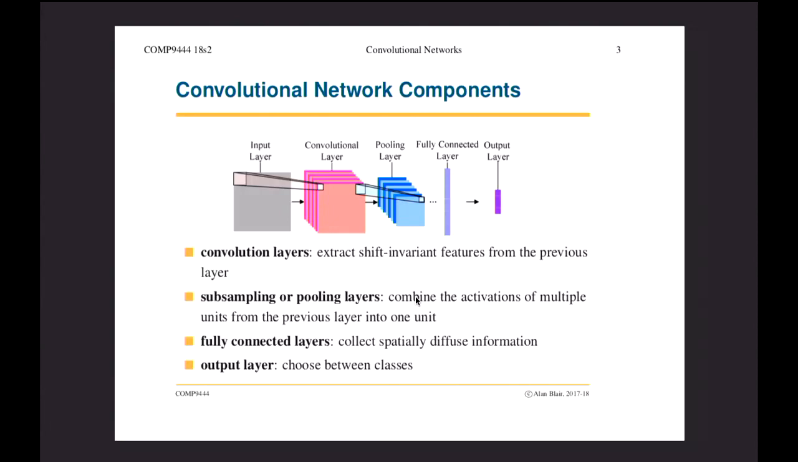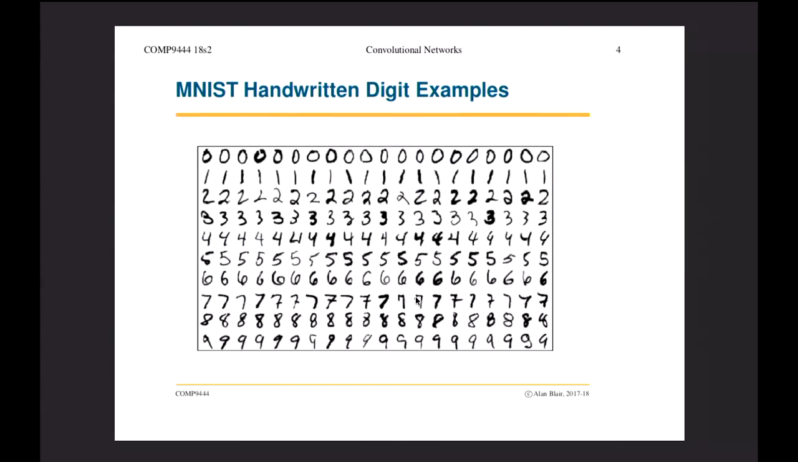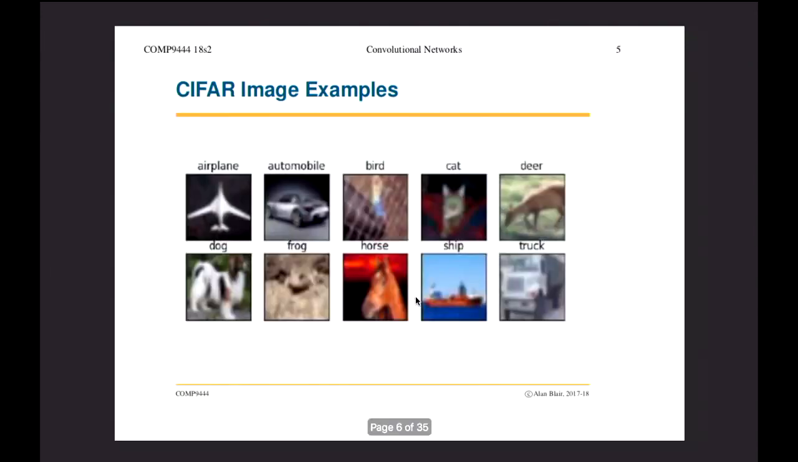And then you have some fully connected layers, which are the same as what we discussed before with the traditional neural networks, where every node in one layer is connected to every node in the next layer. And finally you have the output layer, where you have one output for each class. And here are some examples of data sets that these networks would be trained on. This is the MNIST data set that you're looking at with the assignment. It's handwritten digits in black and white.